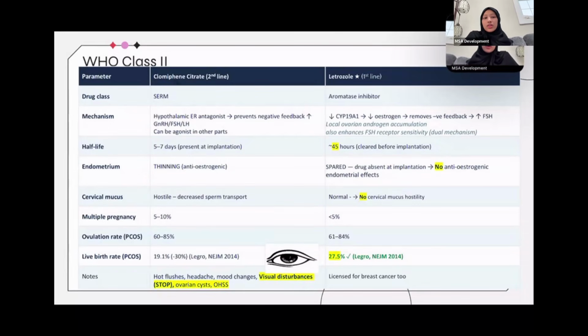Now, what about clomiphene citrate? It's an estrogen agonist and antagonist at times, but for the importance of this lecture, it is an antagonist at the hypothalamus. It prevents negative feedback. So it blocks the hypothalamus receptors, right? And then it increases. So wait, I'm trying to.